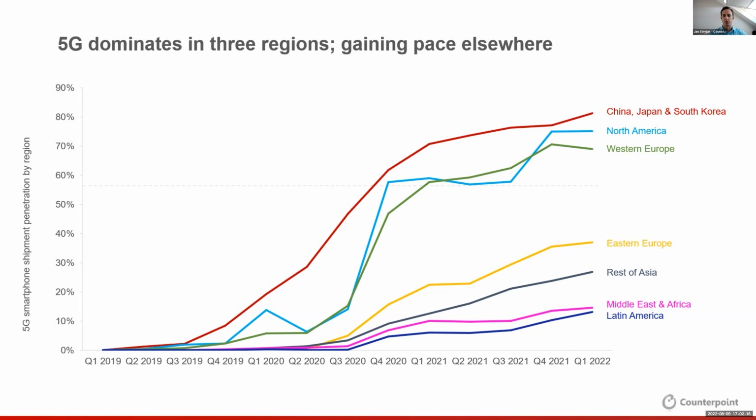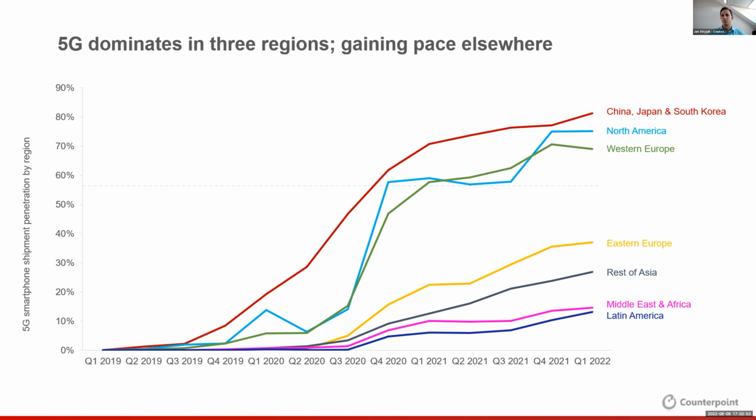Now, these are obviously advanced markets, so this probably comes as no surprise. In the rest of the world, the more developing, emerging markets, 5G adoption is still a lot lower. We have Eastern Europe at 37%, and the rest of Asia, so apart from China, Japan, and South Korea, at 27%. We have Middle East and Africa at 15%, and then Latin America at 13%. So quite a lot of variation across the world, but as you can see, still growing quite strongly.